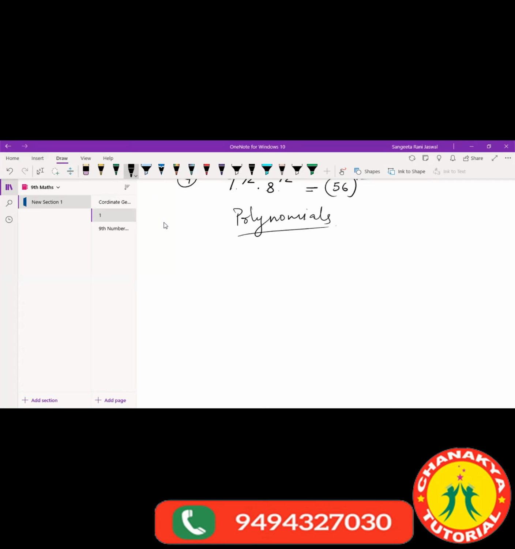Okay, polynomials now. Okay, see children, in polynomials you have studied about what are polynomials. Can anyone tell me what is a polynomial? Polynomials are algebraic expressions which have more than two terms. हाँ, poly means many. Okay, poly का मतलब ही many होता है.